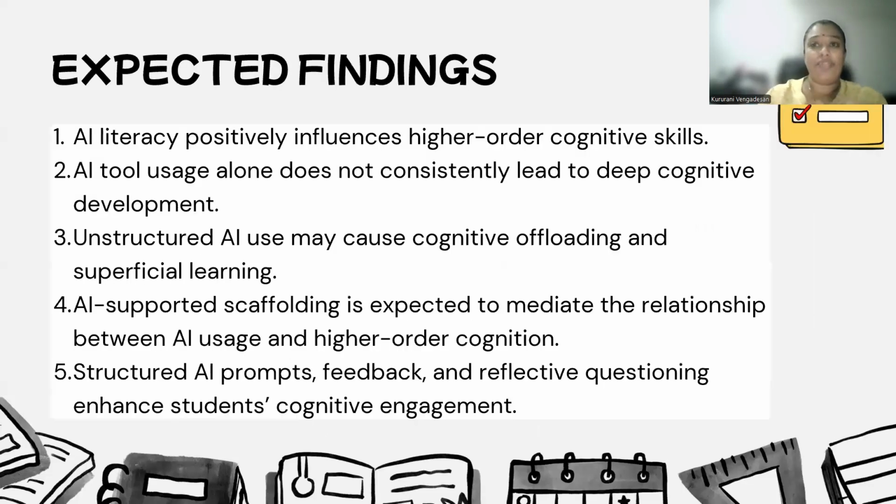The expected findings of this study are that AI literacy positively influences higher-order cognitive skills, and AI tools alone do not consistently lead to deep cognitive development. Unstructured AI use may cause cognitive offloading and superficial learning. By the end of the research, I will show that AI-supported scaffolding is expected to mediate the relationship between AI usage and higher-order cognition. Structured AI prompts, feedback, and reflective questioning will enhance students' cognitive engagement. So these are the expected findings from my research.